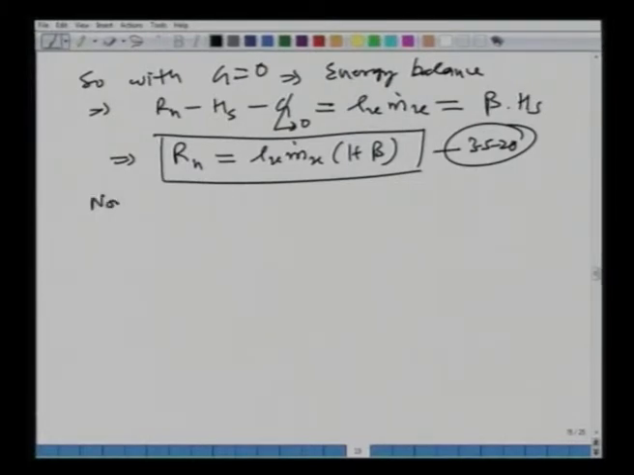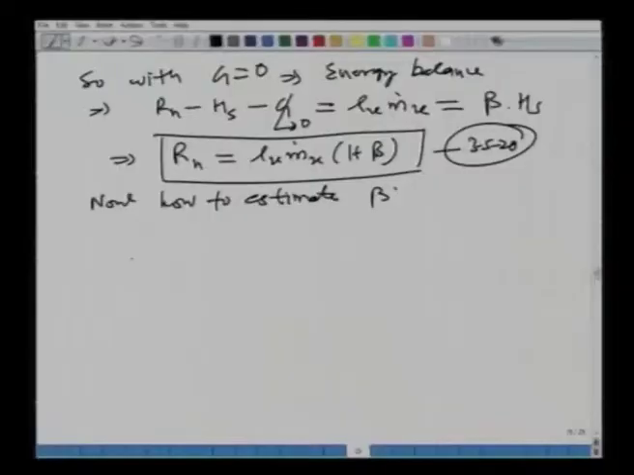Now, the only problem is how to calculate or estimate this beta. For this, what we will do is we will use two transport processes, similar to the two transport processes we had used in deriving the aerodynamic method. So, in this case, we will use two transport processes. Let me be more specific.